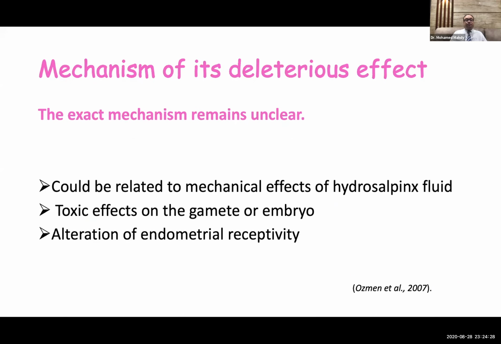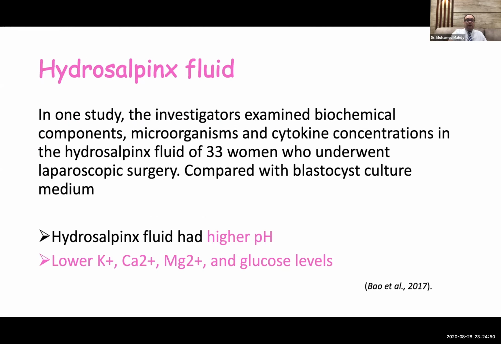So what is the mechanism? The exact mechanism is still unclear, but there are theories that it could be related to a mechanical effect of hydrosalpinx fluid, a toxic effect of the fluid on the gamete or zygote, or alteration of endometrial receptivity by the fluid. A study showed that hydrosalpinx fluid, compared with blastocyst culture media, has a higher pH and lower levels of potassium, calcium, magnesium, and glucose. So it is deleterious for gamete and zygote.